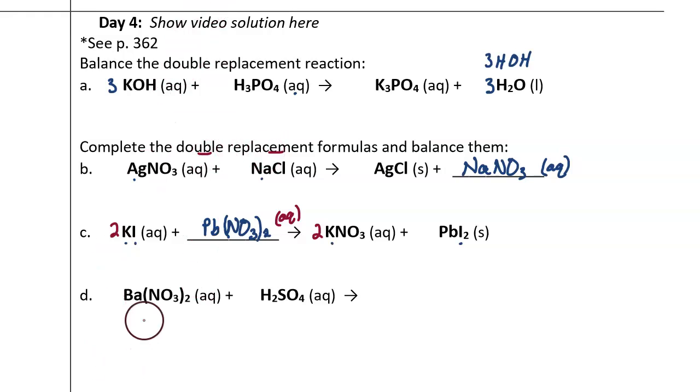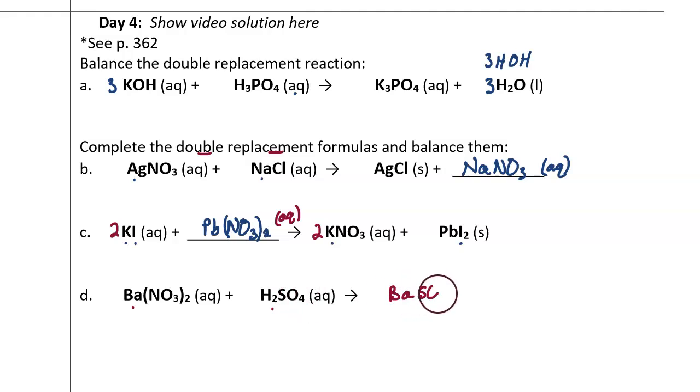Okay, question D. Barium nitrate aqueous plus hydrogen sulfate aqueous produces, and then this entire side is blank. But we are told this is double replacement. So think about what happens. The barium and the hydrogen are going to switch positions. What's the barium going to bond to? It's going to bond to the sulfate, making barium sulfate.